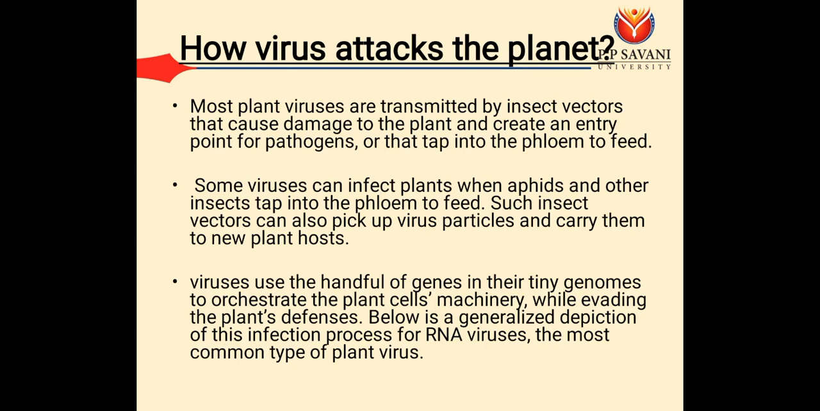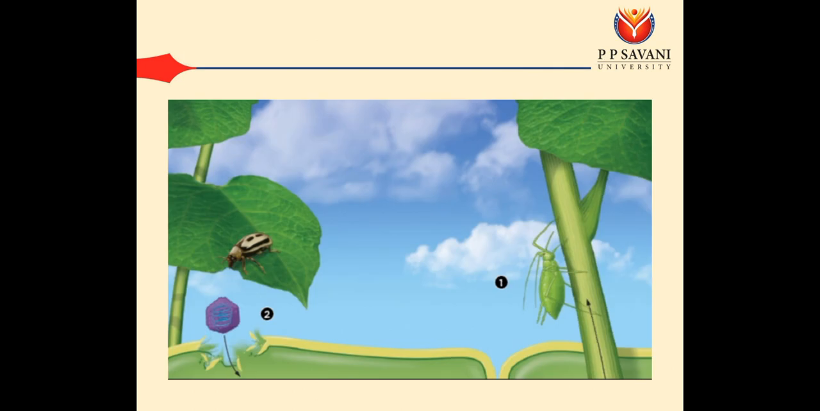Then, how do viruses attack plants? Most viruses are transmitted by insect vectors that cause damage to the plant and create an entry point for pathogens. Some viruses can infect plants when aphids and other insects tap into them to feed. Viruses use a handful of genes in tiny genomes to orchestrate the plant cell's machinery. This is a diagram of how insects affect the plant.